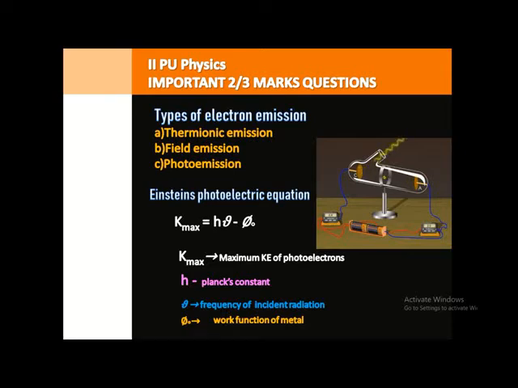Next, types of electron emission. There are three types of electron emission: thermionic emission, field emission, and photoelectric emission. They are asking to write the equation for Einstein's photoelectric equation. Einstein's photoelectric equation is given: K maximum, the maximum kinetic energy of photoelectrons, is equal to h nu minus phi naught, where K max is maximum kinetic energy of photoelectrons, h is Planck's constant, nu is frequency of incident radiation, and phi naught is the work function of the metal. This is Einstein's photoelectric equation.